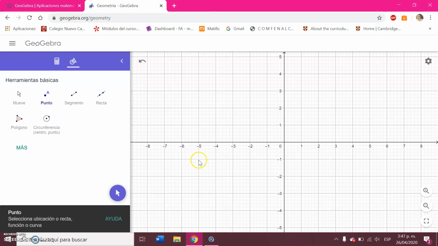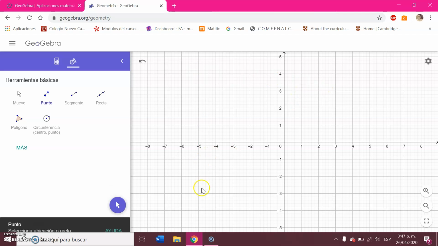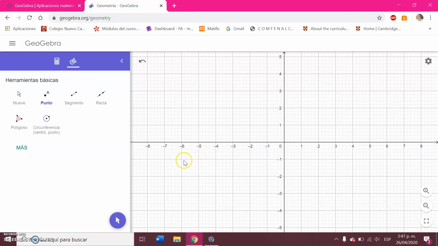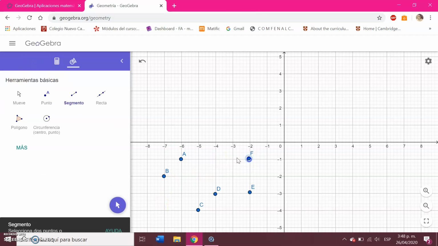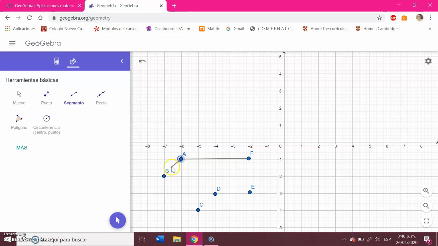Let's do it on this quadrant, 1, 2, 3, 4. This is quadrant 3, so I'm going to draw it here. I'm going to put some points. This is my shape, my original shape. I'm going to join the vertices using the segment tool.